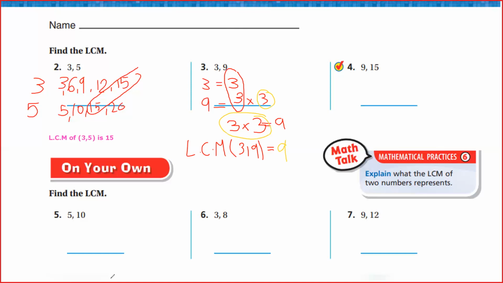Now, number 4. I want, yes, Rimas. Yeah, 9 and 15. What do you prefer, to use the prime factorization or the list of multiples? Now, here, how to find the least common multiple of 9 and 15? By listing the multiples or by prime factorization? Okay, so yeah, number 9. What are the multiples of 9?